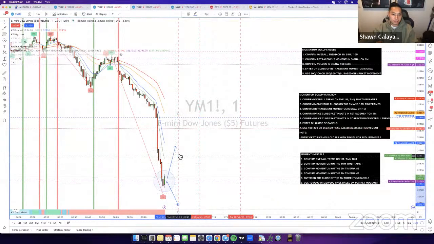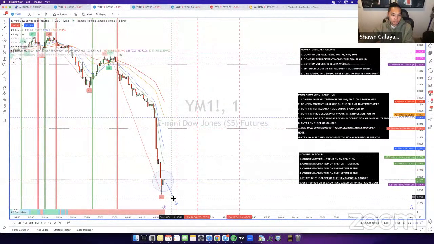We have a news event over here at 6:45. This news event can be the deciding factor whether price swings back up or if it continues dropping, because there's going to be a catalyst there pushing price in one direction or the other. But this area right here is an area of high manipulation, so I wouldn't trade around this area at all.